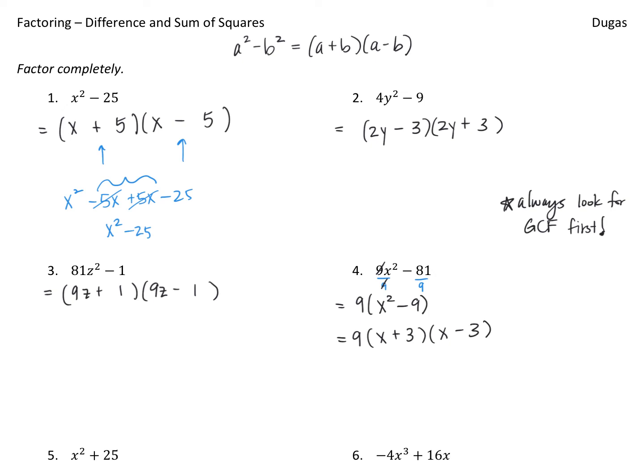Now that's factored completely. So while I had a correct factorization the first time I did it, it wasn't factored completely because I still had common factors within both of the factors that I had. Now that's going to get you full credit.